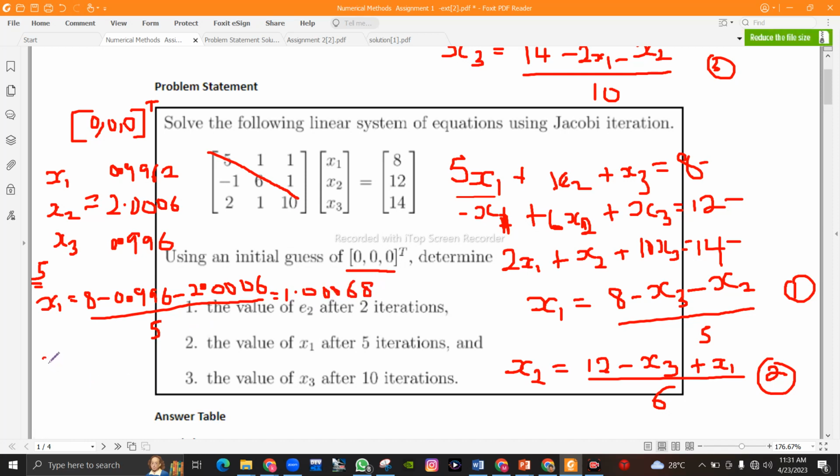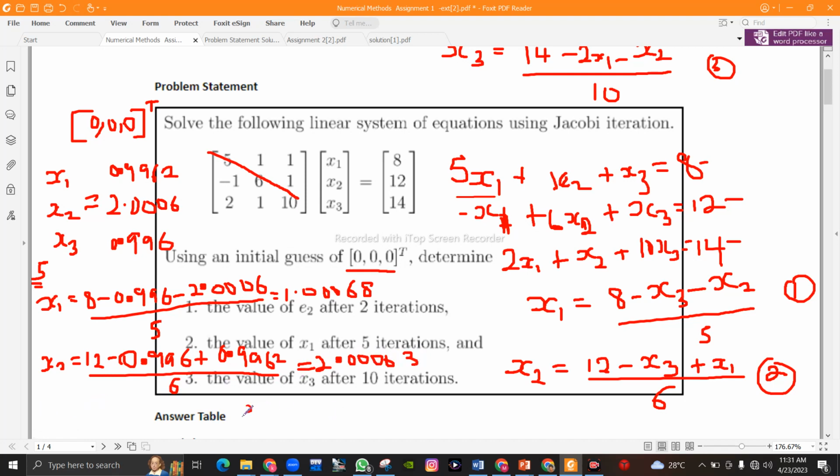Do the same thing for x2. You're going to have x2 is 12 minus x3, which is 0.996, plus x1, which is 0.9962, divided by 6. If you calculate this, you should have 2.0003, trying to converge to 2.